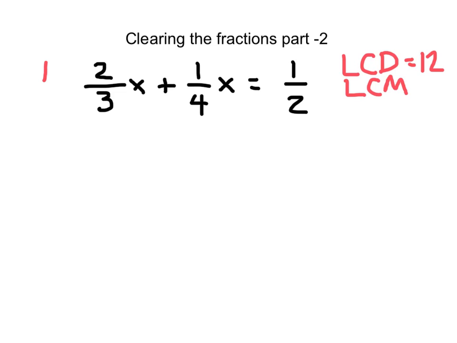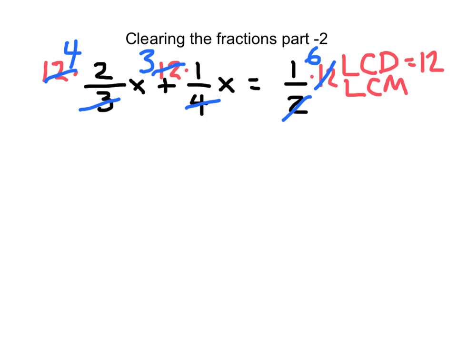So I'd multiply 12 times 2/3 x, 12 times 1/4 x, and 12 times 1/2. When I do that, all of my denominators will cancel. So here 12 will cancel 4 times with 3. 12 will cancel 3 times with 4. And then here 12 will cancel 6 times with 2.